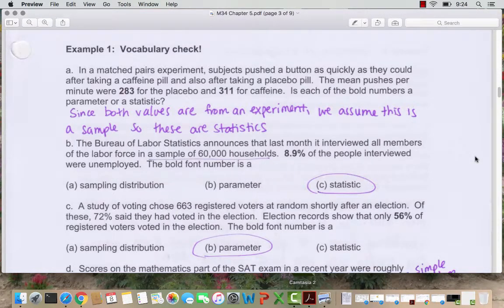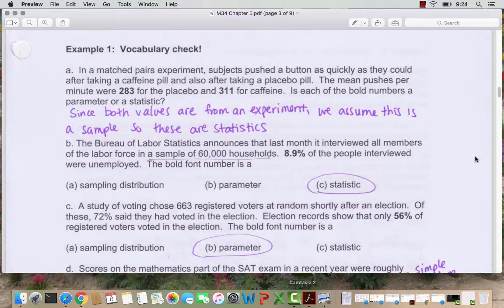Example 1 is a vocabulary check. In a matched pairs experiment, subjects push a button as quickly as they could after taking a caffeine pill and also after taking a placebo pill. So in a matched pairs, it's where we compare typically someone to themselves. Sometimes if you have twins, you could do a matched pair study with twins. Here, the first group would be the person after taking the caffeine pill, and the second group would be that same person after taking the placebo pill. So we're comparing people to themselves. That's called the match of the matched pairs.